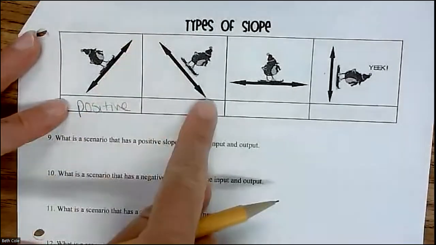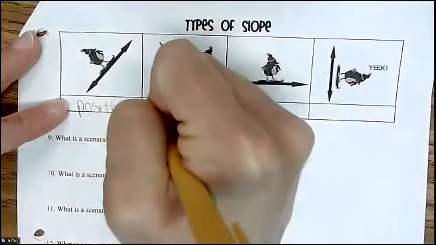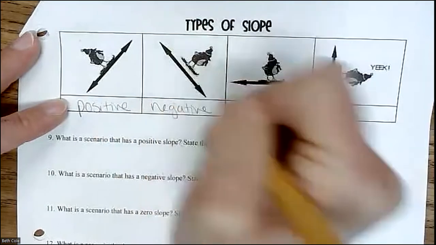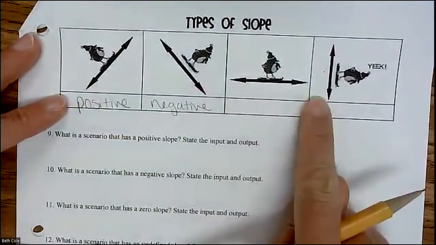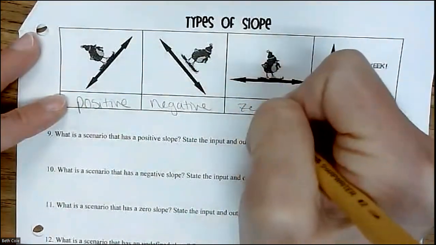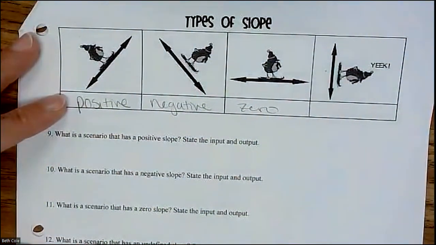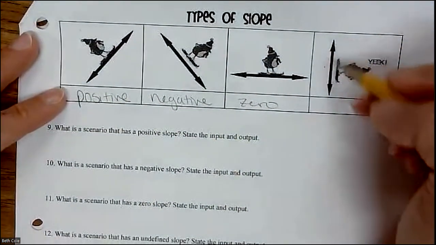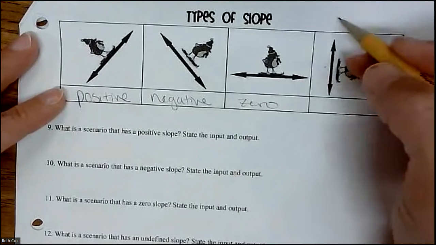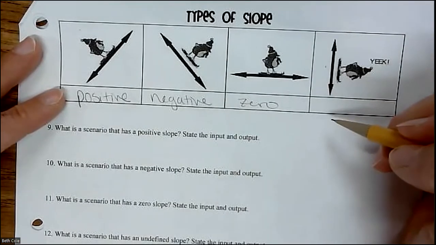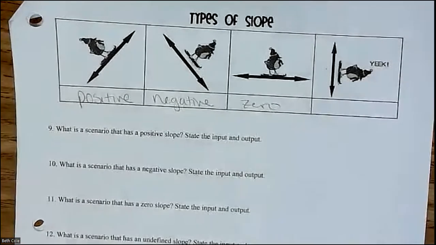See how this one's going down? That's negative. I know this is real difficult here, okay? That's 0. That's 0. It means not changing. Does anyone remember what this one's called? Stalemate.